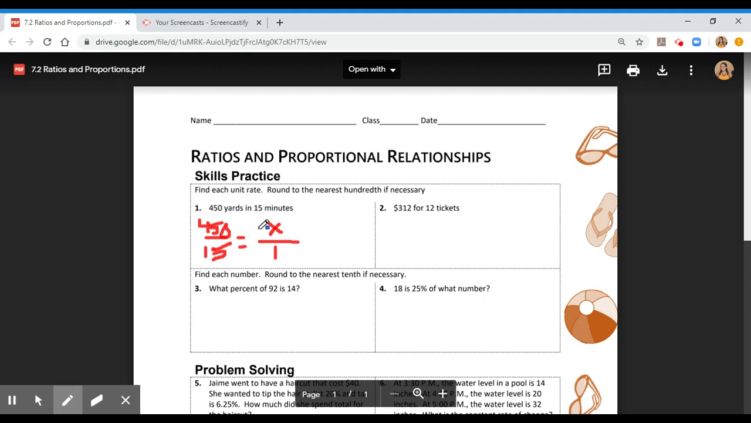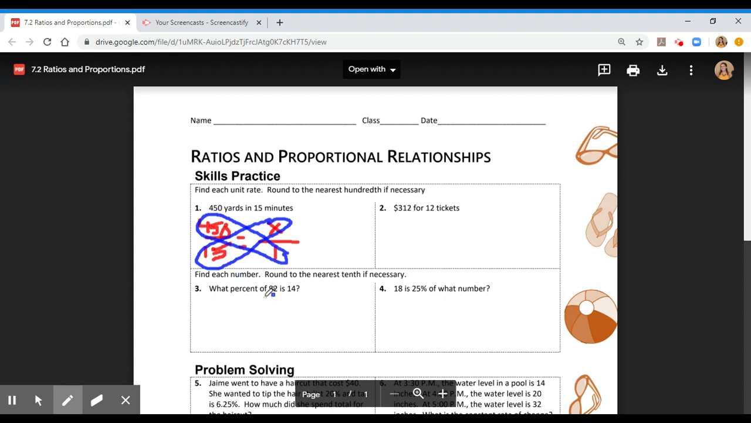So you're really going to be using cross multiplication, figuring out what is 450 times 1, and that's going to equal 15 times x. So again, sometimes in 7th grade, I think they call it the big X, but this is also a logical problem. You're welcome to use that logic to apply it.